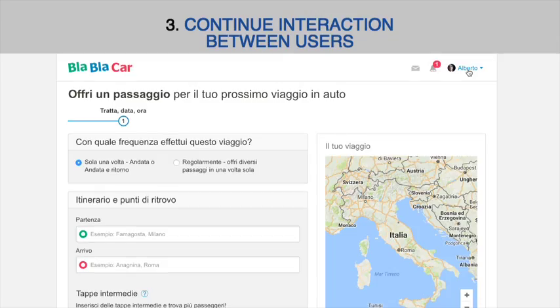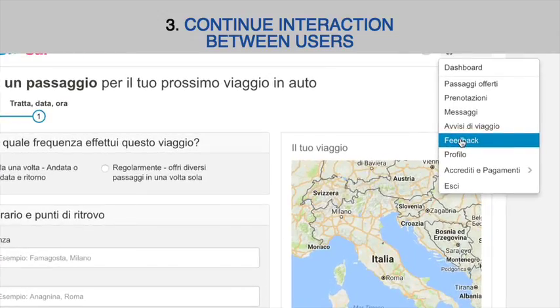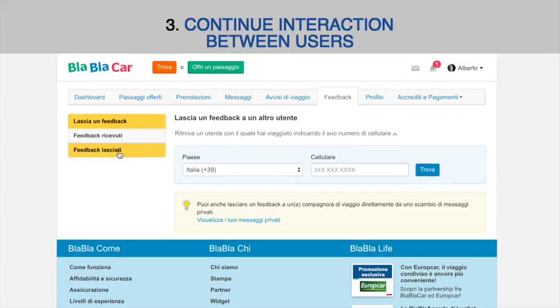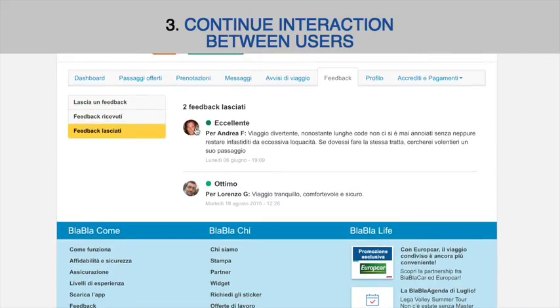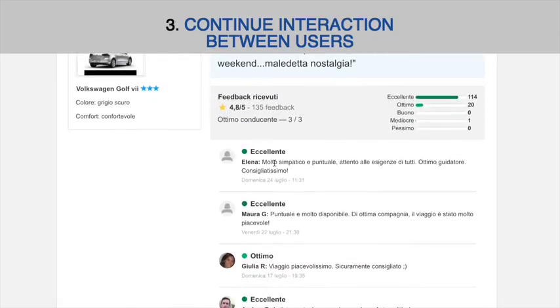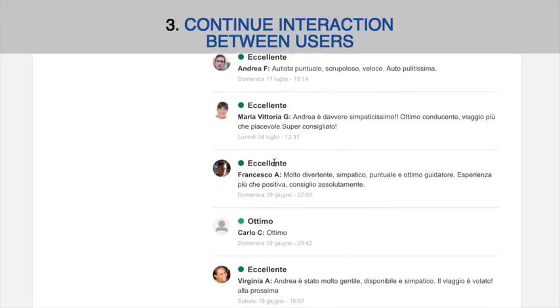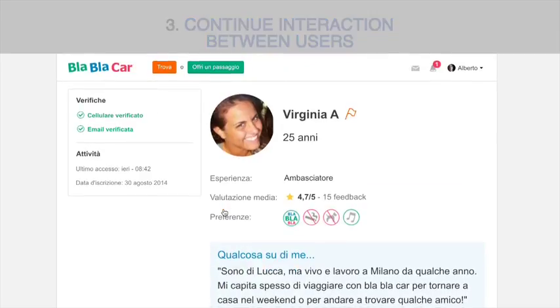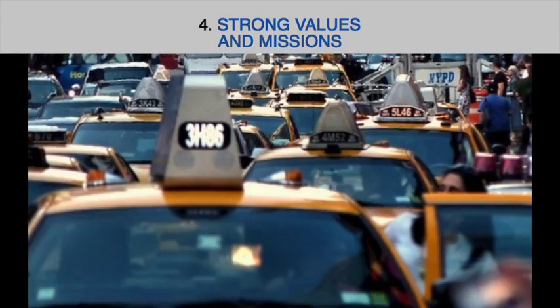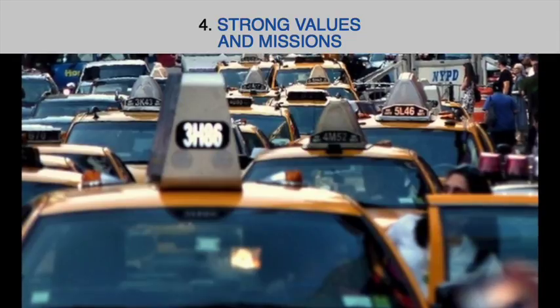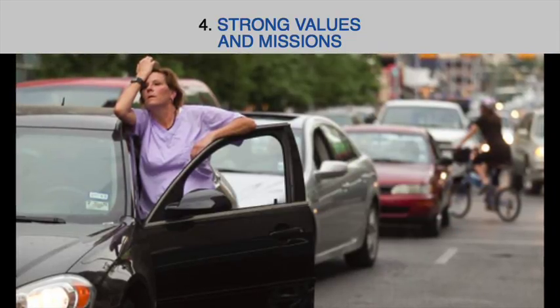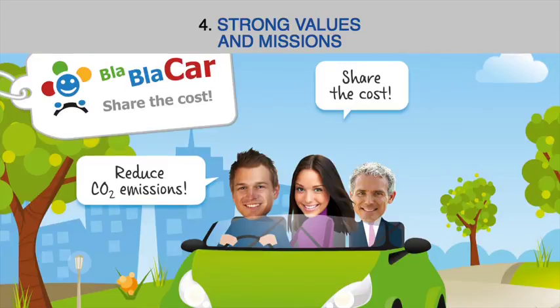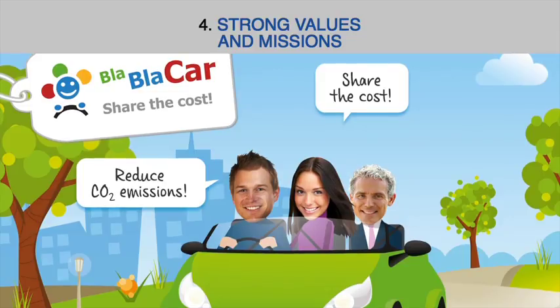The third point of the social economy are continuous interaction between the users. So it's not a kind of one-off use, but somewhere that I'm continuously returning to. If I use BlaBlaCar many times, I will be able to get myself reviews from people. The system will become more trustable. I will be able to know that I'm getting the best ride available and the service will develop. The last point of the social economy are strong values and missions. So in BlaBlaCar, I will always think about how to reduce traffic, even if at a certain point I'm thinking about the economical sustainability of the service.